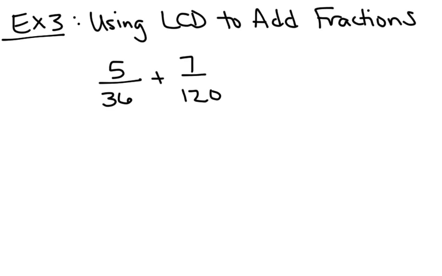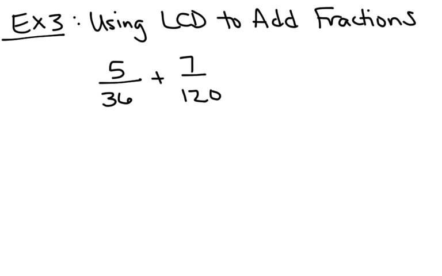In example 3, I realize you could actually just plug this into your graphing calculator. You would do 5 over 36 plus 7 over 120. It would give you a decimal. But then if you press Math, Enter, Enter on the graphing calculator, it'll change it back into a fraction with the least common denominator for you. The problem we run into is what happens if these fractions have variables in it.